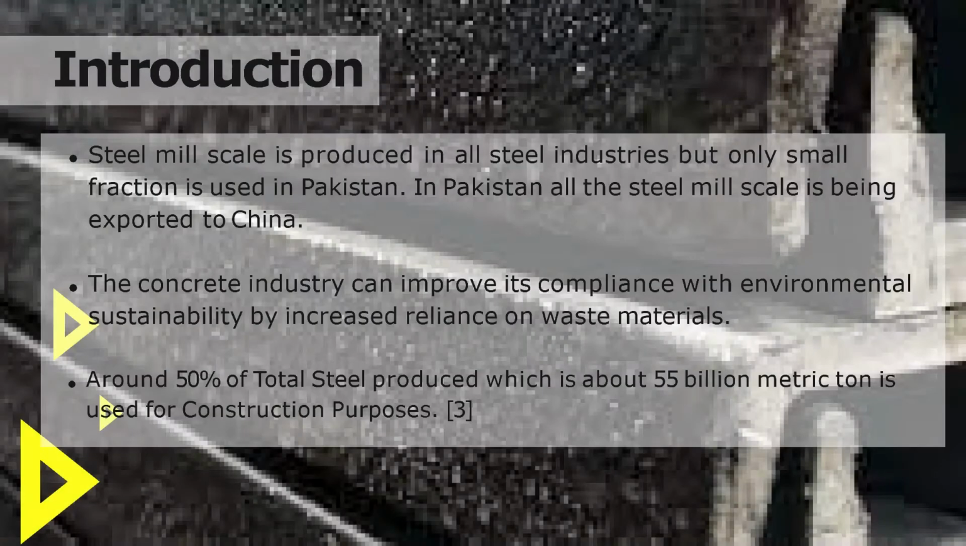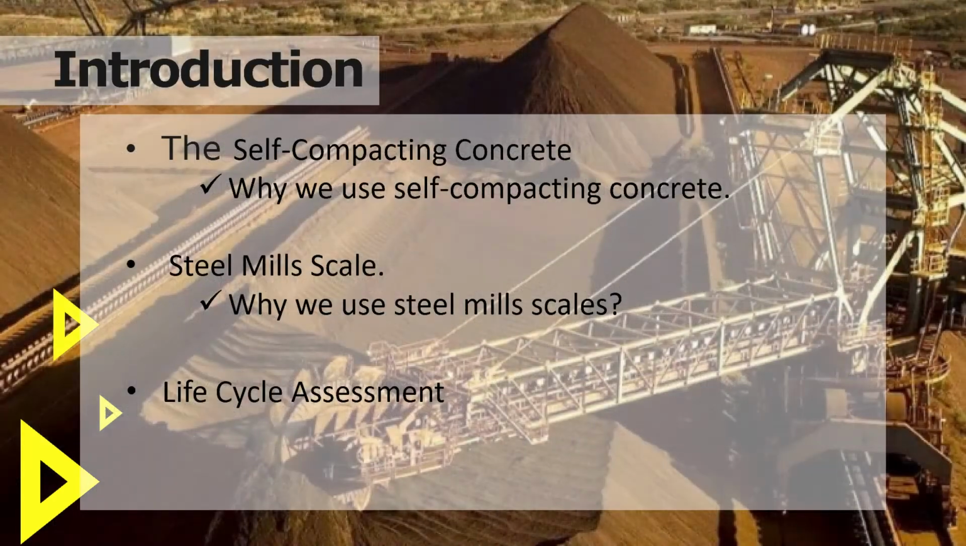So we are going to replace sand in different proportions with a waste material called steel mill scale, also known as steel mill slag. Steel mill scale is a waste product which is generated in steel industries while making steel. So the question arises, why are we using steel mill scale? It is a non-recyclable hazardous material.